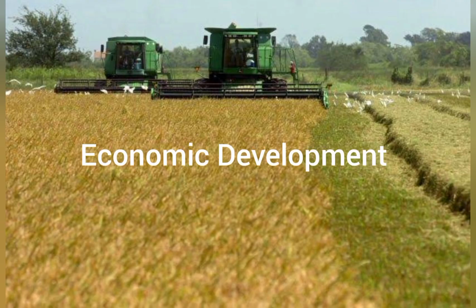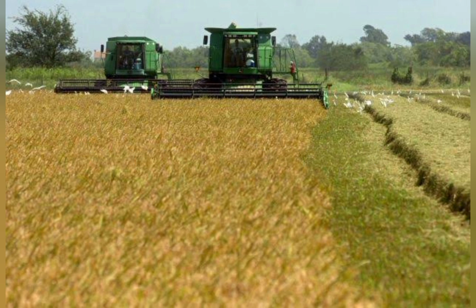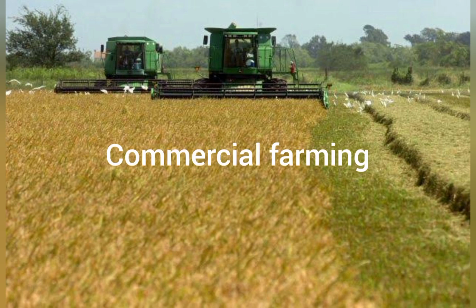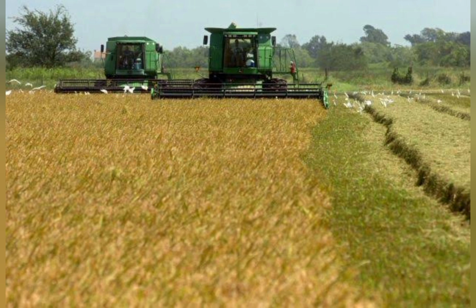Economic development of the temperate grasslands. Mostly in the temperate grasslands, they do not have a very thick population, and the main occupation is agriculture. In the prairie lands, they mainly practice commercial agriculture as a large part of the produce is meant for export purposes.